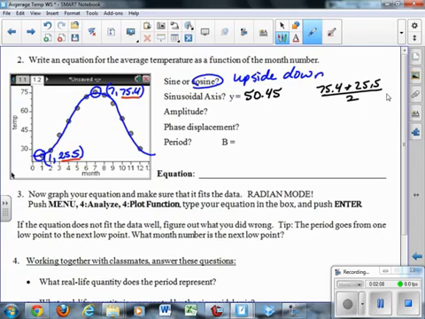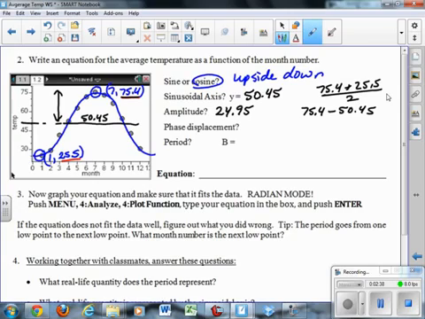The amplitude then, so I'll just kind of draw this in, 45, 50, so it's kind of about right here. The amplitude is just the distance then between the 50.45 and the 75.4. So we take 75.4 minus 50.45 and we get 24.95.